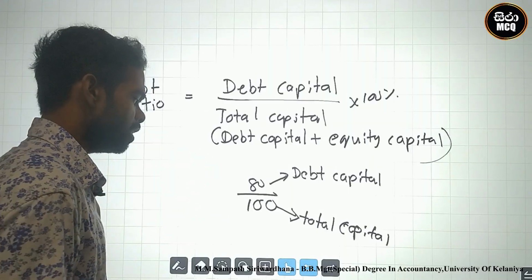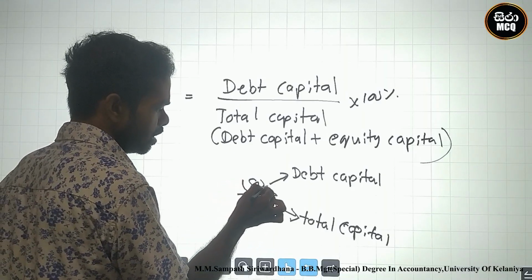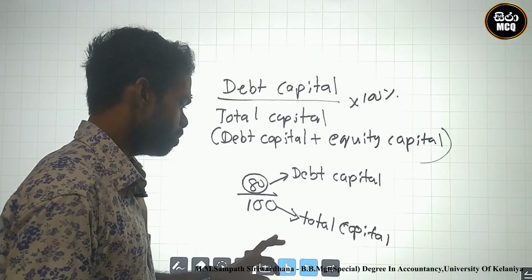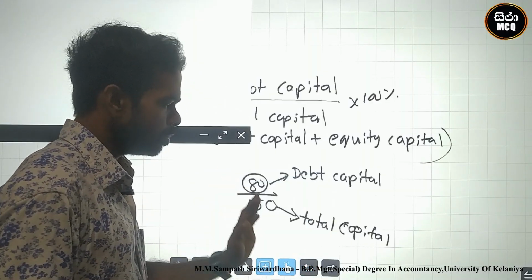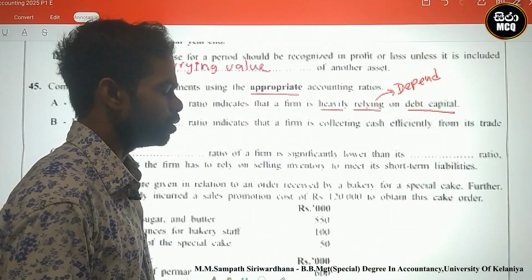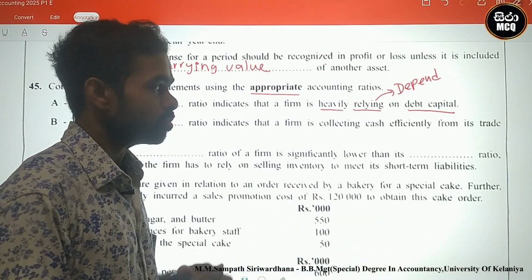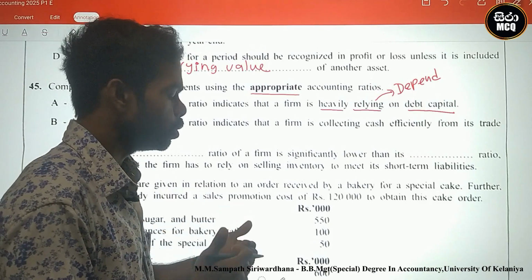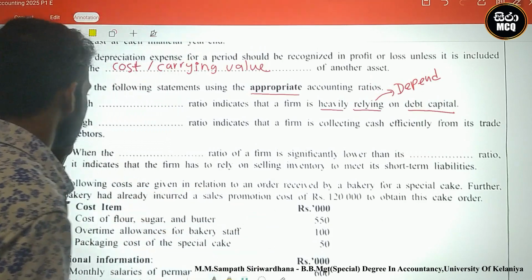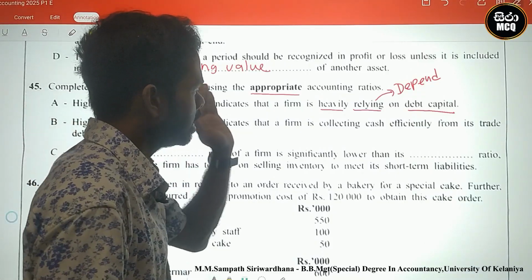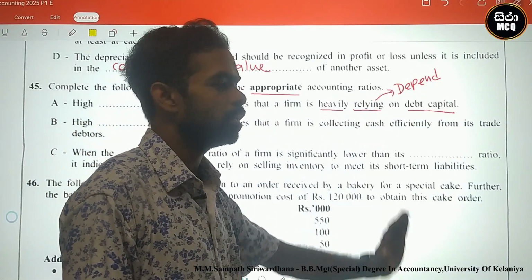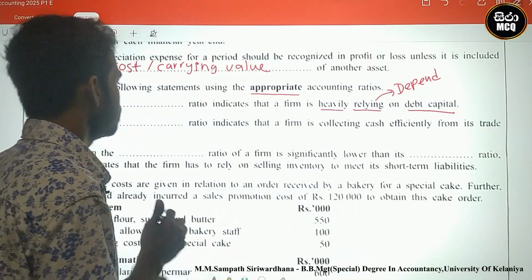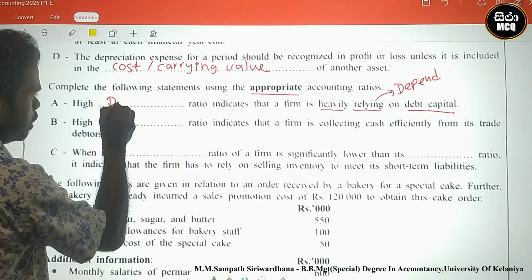Therefore, we can think the company depends on debt capital, meaning the debt capital is higher. Therefore, the company should obtain more long-term loans to carry out their business. In that case, a high ratio indicates heavy reliance on debt capital. This is showing the debt ratio.